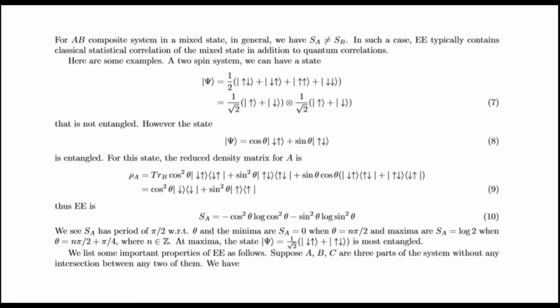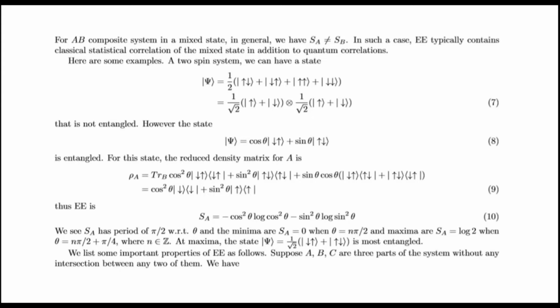We see that the entanglement entropy S_A has a period of this. The minima are S_A equals 0 when theta is n pi over 2, and the maxima are S_A equals log 2 when theta is n pi over 2 plus pi over 4, where n is an integer. The maxima are the maximally entangled states.